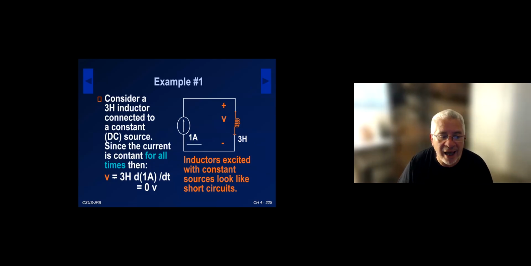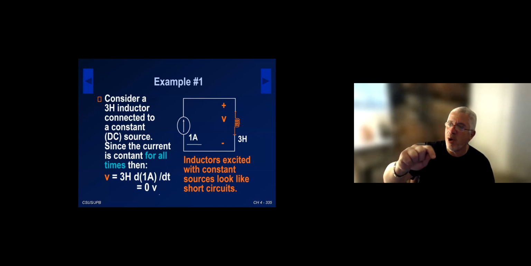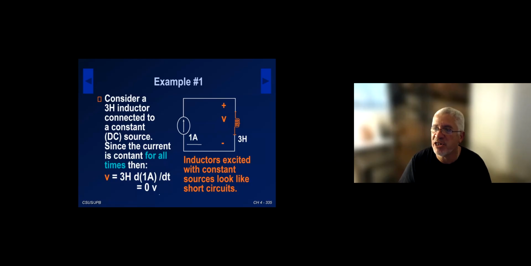Basically, you can see that the voltage is 3 Henry times the derivative of 1 amp. The 1 amp is not changing, so the voltage is zero. It's to say an inductor excited with constant sources behaves like a wire, like a short circuit. And that flows from the construction of the inductor, because the inductor is wires made into a coil. So when things are not changing in time, it behaves like a wire.